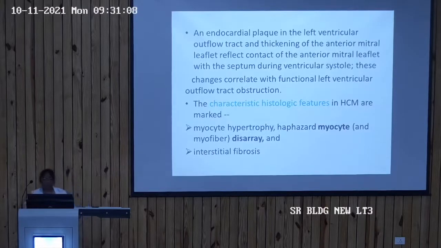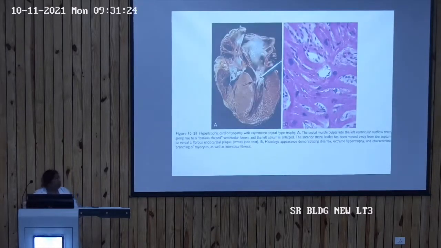The histologic features that are present are myocyte hypertrophy and haphazard arrangement of the myofibers, known as the disarray of the myofibers. There will be interstitial fibrosis. Here you can see asymmetrical septal hypertrophy giving a banana-shaped appearance of the ventricular lumen, and you can see the myocytes are enlarged, the nuclei are very large, and in between you can see the light-colored fibrosis of the muscles.